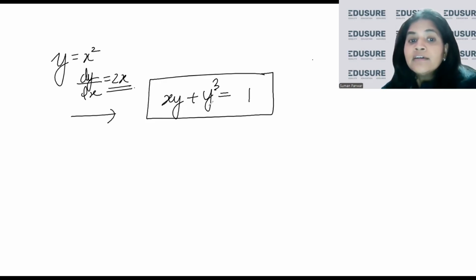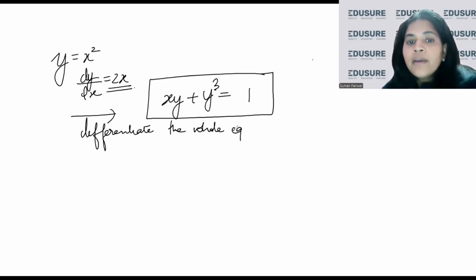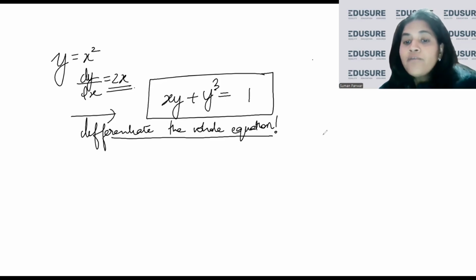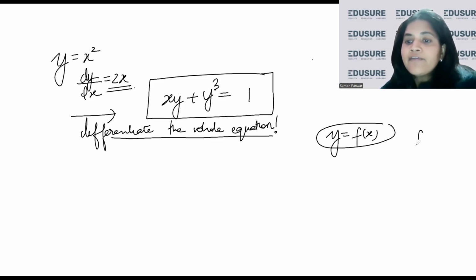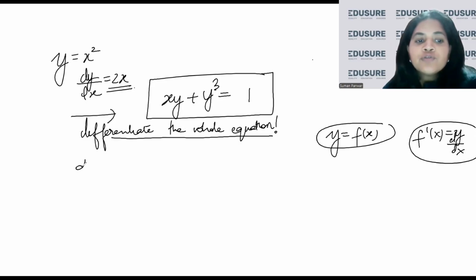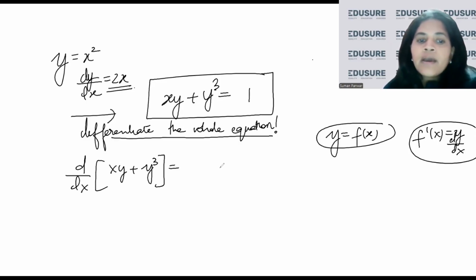So in that system, what we used to do, we used to differentiate the whole equation. Now, what do you mean by that? Obviously, over here, y was supposed to be a function of x, because we were calculating f dash x, where f dash x was dy by dx. So what did we used to do? Please pay attention. We used to do d by dx of the whole thing, and that is d by dx of 1.